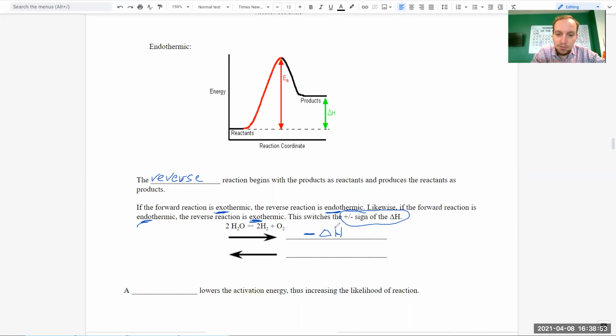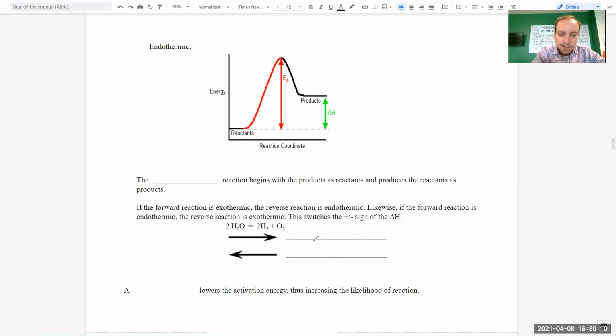We release energy when you break bonds, but when you form bonds, going to the left, hydrogen plus oxygen making water, we actually gain energy. So that's how that works. Again, just notice that the delta H changes, that's all.